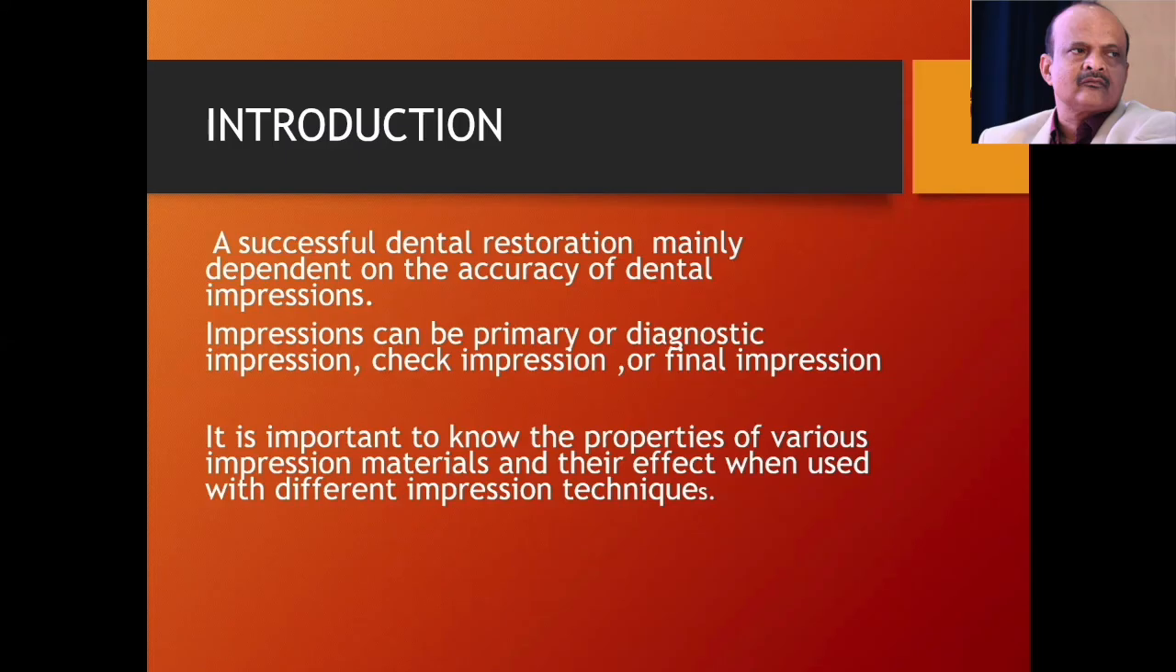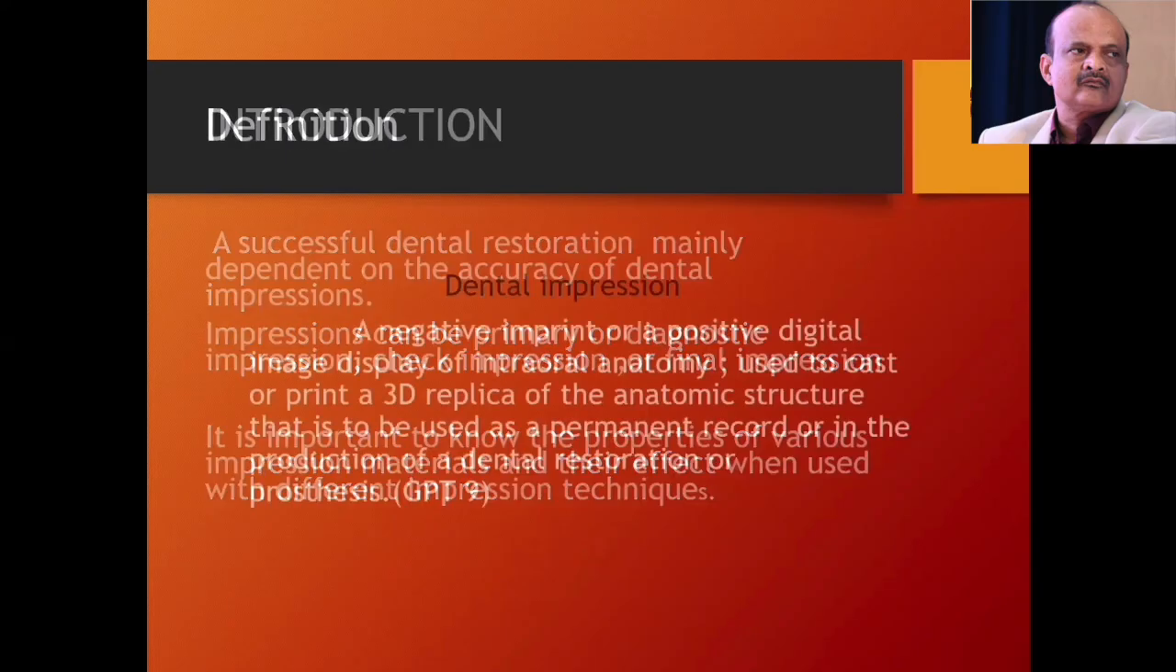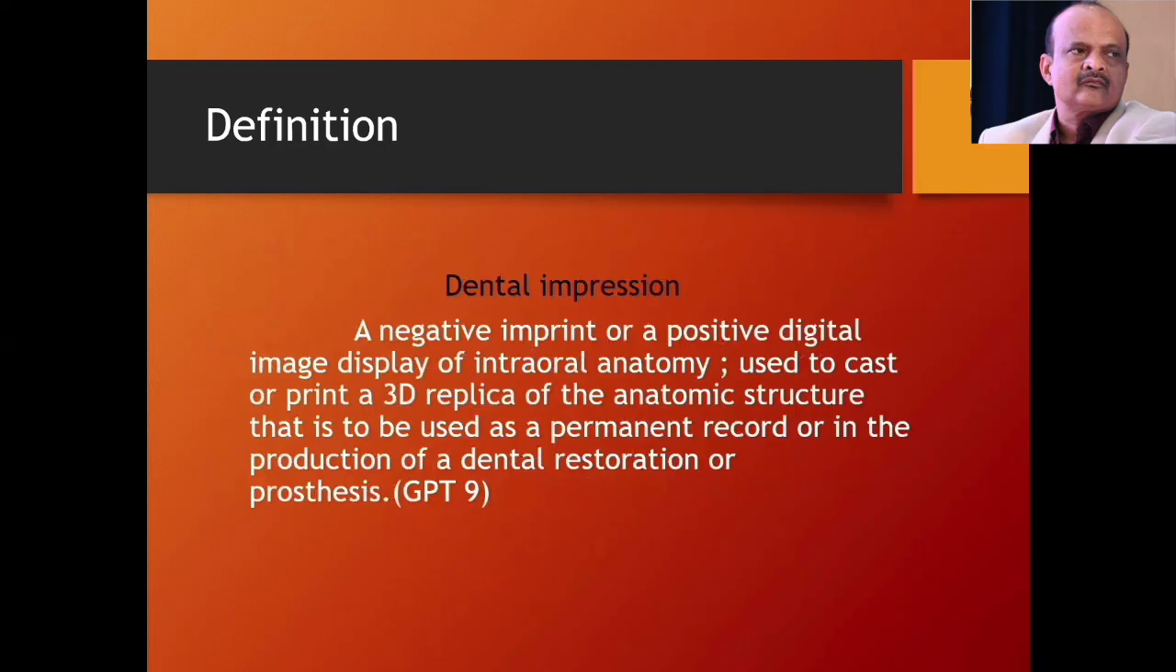It is important to know the properties of various impression materials and their effect when used with different impression techniques. A dental impression, by definition, is a negative imprint or a positive digital image display of intraoral anatomy used to cast or print a 3D replica of anatomic structures that is to be used as a permanent record in the production of dental restorations or prostheses. This is a GPT-9 definition.